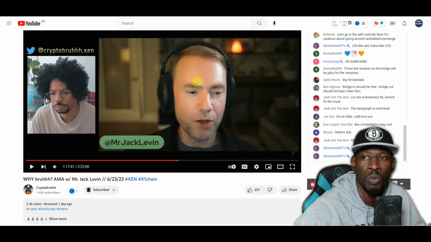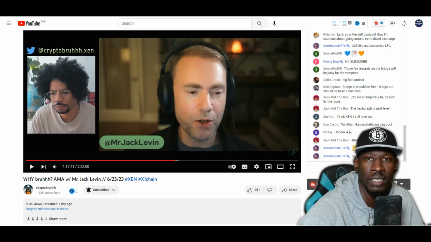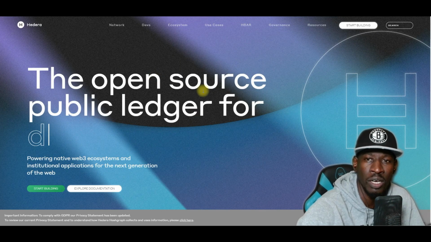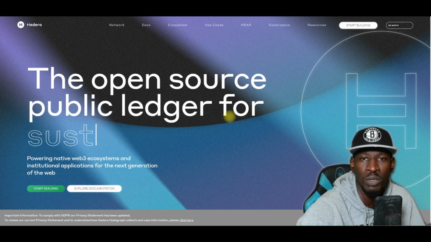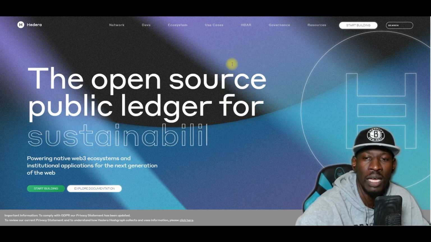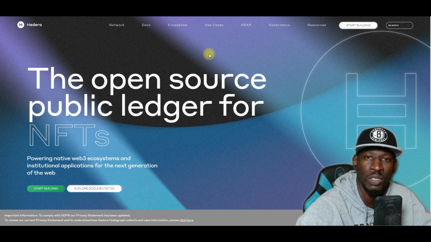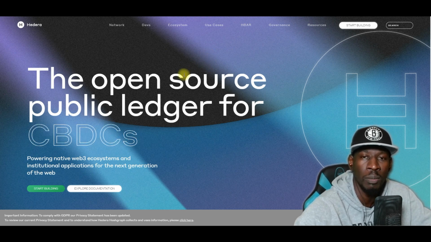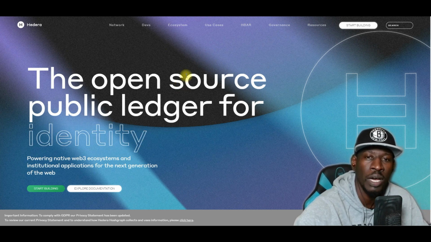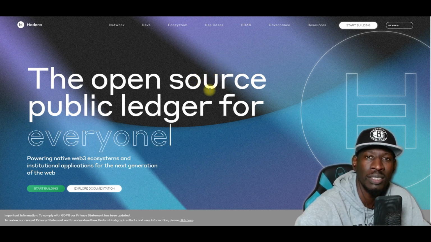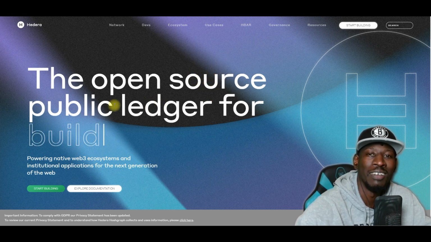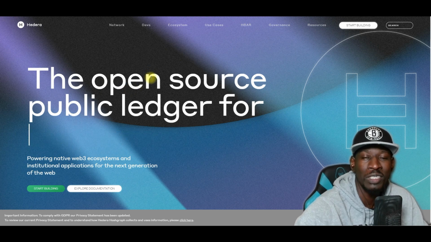But right now, HBAR's technology is open source on a public ledger. That's why they call it distributed ledger technologies. And these hashgraphs are actually much faster, much more scalable, and much more secure than the blockchain itself. That's why I always bet on these technologies that are here for the future. Hashgraph is here to stay pretty much.